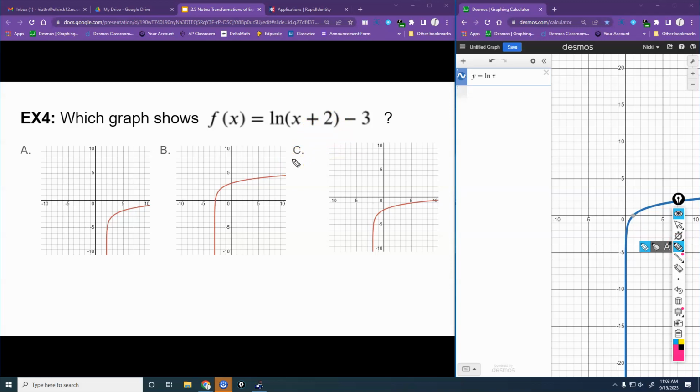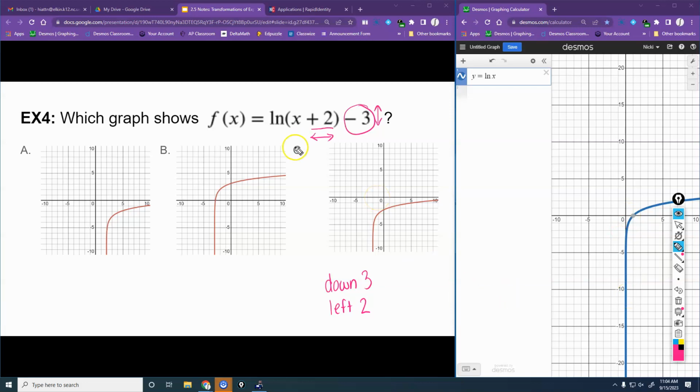Got it backwards. The number on the outside, that's the one that goes up or down. This number is the one that moves left or right. So the minus 3 will make it go down 3, and the plus 2 left 2. So outside is your up or down, inside is your left or right, and it goes in the opposite direction. So which one of these looks like it has been moved down 3 and to the left 2?